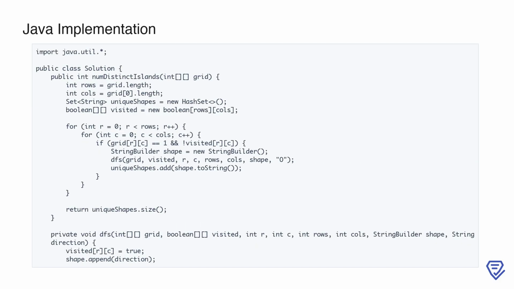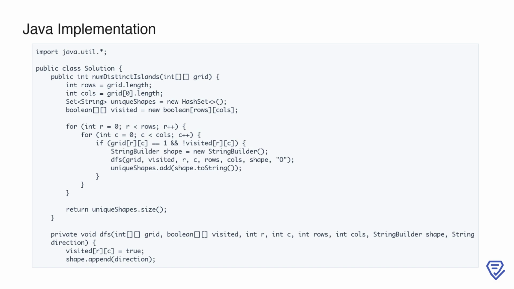Here, we start by defining a method called numberDistinctIslands, which takes a 2D grid as input. This grid represents the map where each cell is either land, represented by 1, or water, represented by 0. First, we calculate the number of rows and columns in the grid. Then, we initialize a hash set called uniqueShapes, which will store all the distinct island shapes we encounter.